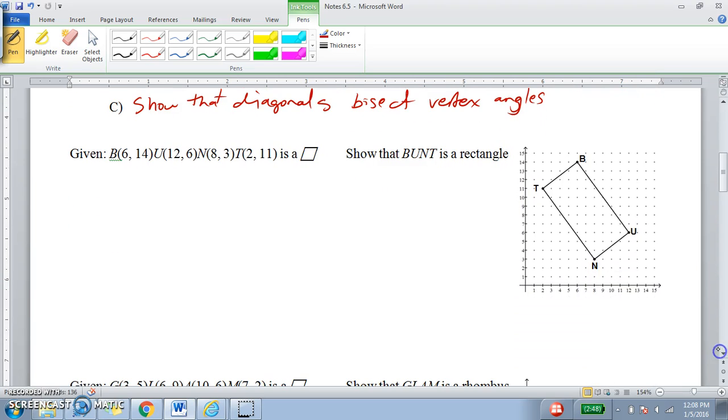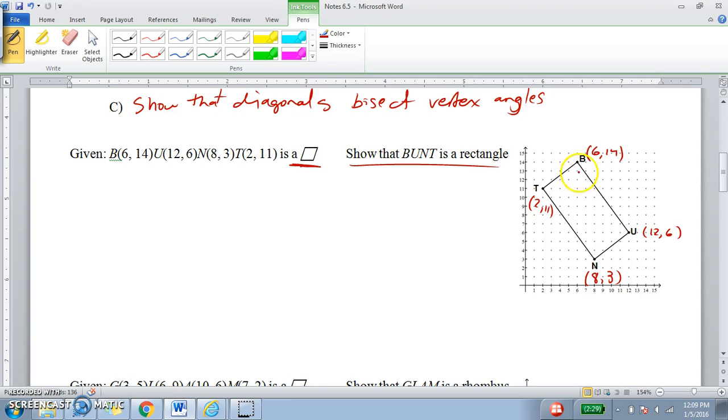All right, so given this shape right here, it says that it is a parallelogram. We want to show that it's a rectangle. So let's first write out these coordinates that it gives us. So we've got 6, 14, 12, 6, 8, 3, and 2, 11. All right, so one way to show that this shape is a rectangle is to show that the diagonals are congruent, which is probably the shortest way to show it.